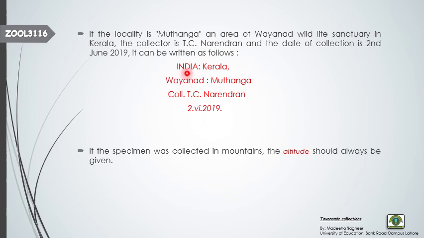Here you can see that the country name is written in capitals, India. Its state was Kerala. Wayanad was the district, the locality name was Muthanga, and the collector TC Narendan. 2nd June: June is the 6th month, so it is written in Roman numerals here, and the year is 2019. All right, this is how we can write the locality name exactly. But again, this is one of the methods. There are many other methods available in taxonomy to write the locality and to write the collector's name as well.